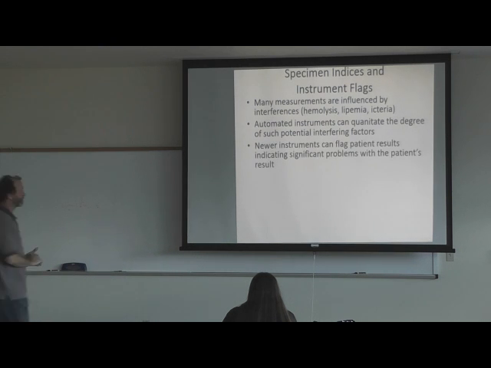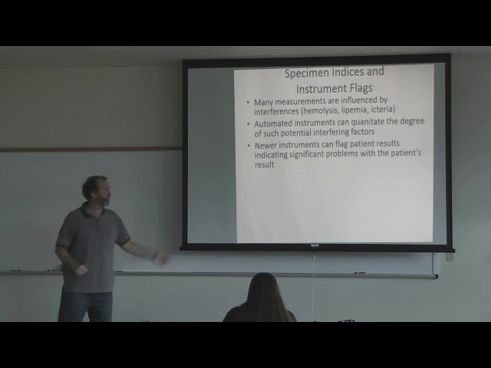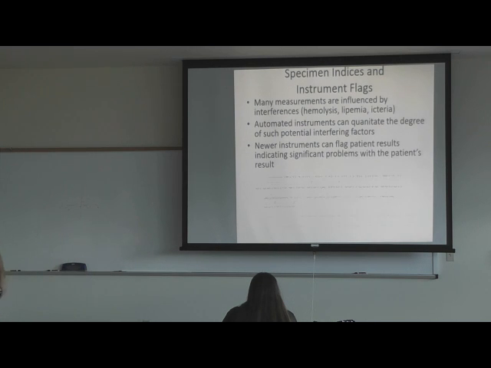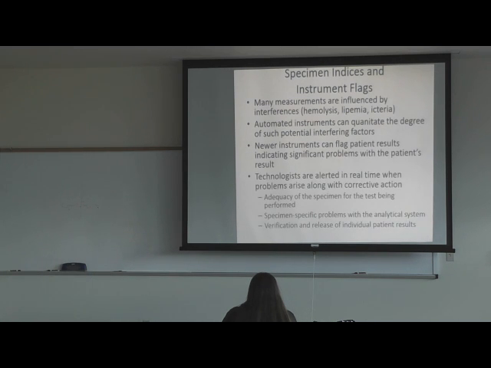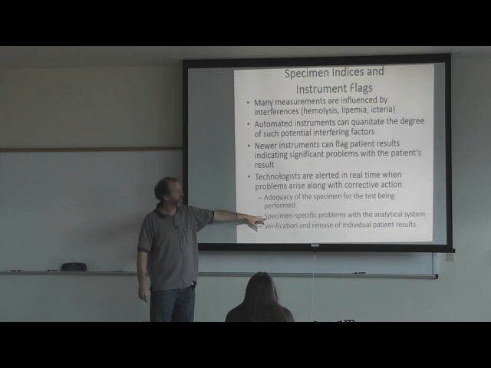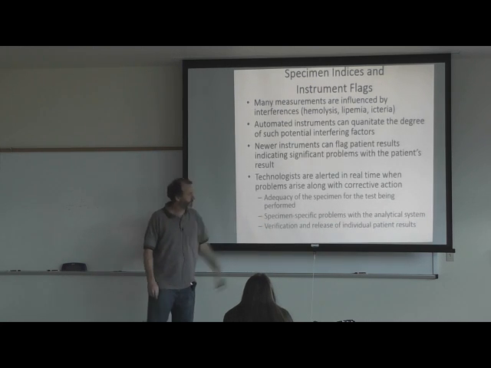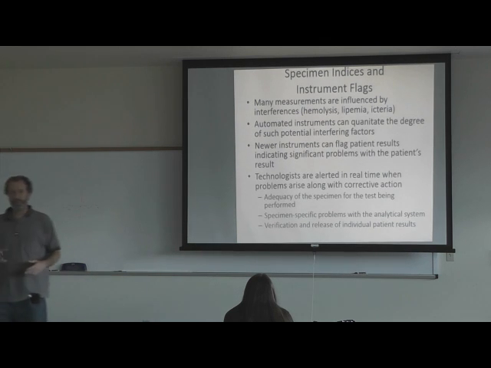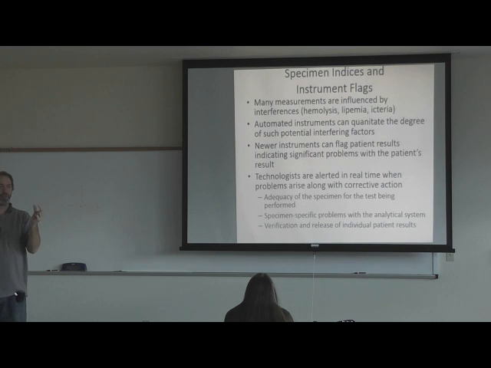So newer instruments will flag the patient results indicating significant problems with the result, and technologists are alerted in real time when problems arise, along with corrective action. Adequacy of the specimen for the test being performed, specimen-specific problems with the analytical system, or verification and release of individual patient results. So if it's a lipemic sample, a lot of times you've got to dilute that down to where the scatter will be insignificant. Same thing with hemolysis or icterus.